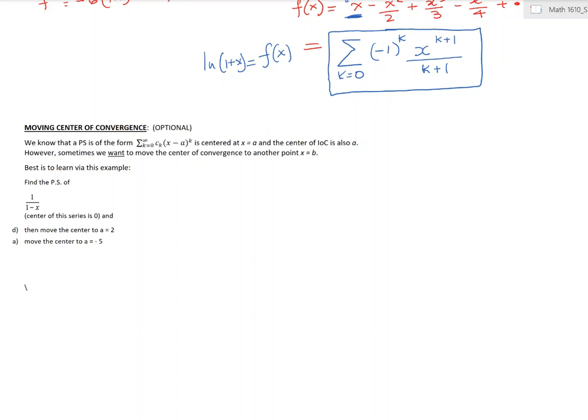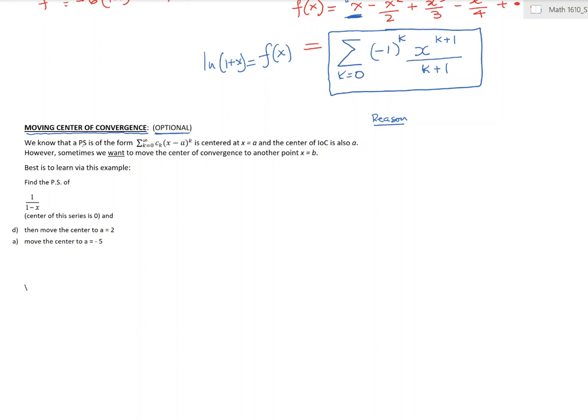Okay, so the last thing in this section is to move the center of the convergence to another place. This is optional, so it's interesting, if you can understand this. So what's the reason? Why do we want to do this?